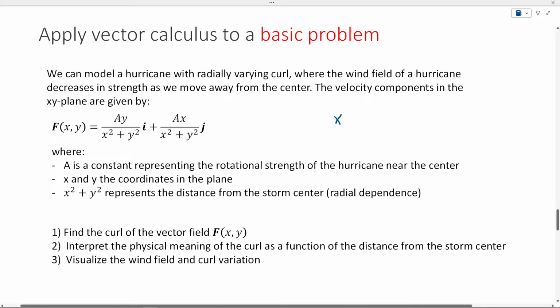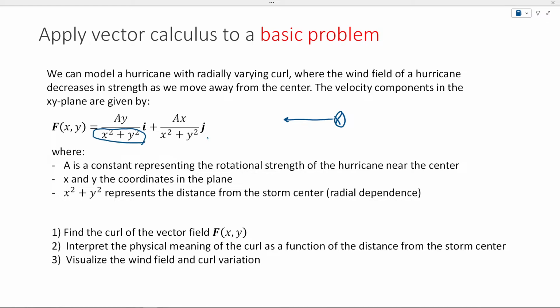So here we have the hurricane center, where the highest strength will be, and as we move away from the center, the strength will decrease. The velocity component in the xy plane is given by this. So basically, this is the velocity component in the x direction and in the y direction. And it tells you how far you go away from the center.